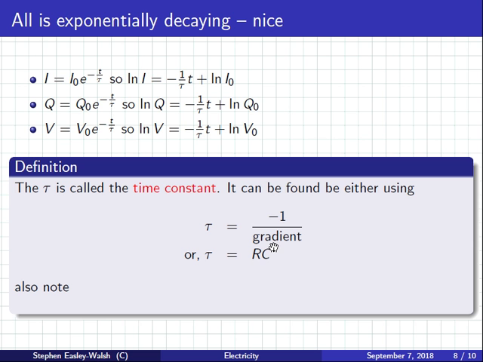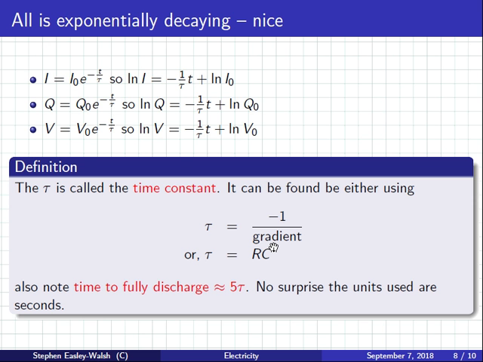Also note, the time to fully discharge is roughly 5 time constants. So no surprise that the unit for tau is the second. You measure tau in seconds.